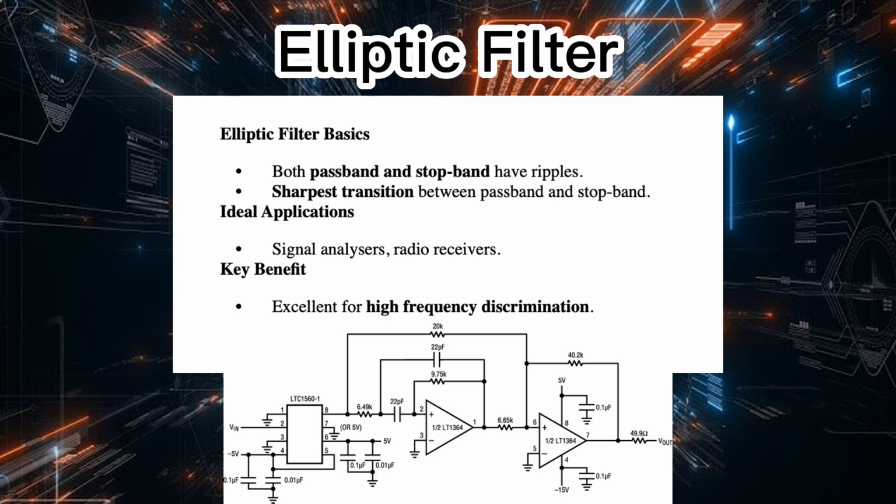This is one of the most efficient filters in terms of transition sharpness. The elliptic filter is designed to have ripple in both the passband and the stopband, but it offers the sharpest transition between passband and stopband compared to other filters. So it's an excellent choice when you need a high level of frequency discrimination in a very narrow range. Although the elliptic filter sacrifices some smoothness in both the passband and stopband due to the ripples, it makes up for this with a steep cutoff slope. This is incredibly useful in applications like signal analyzers and radio receivers, where separating close frequencies is crucial.